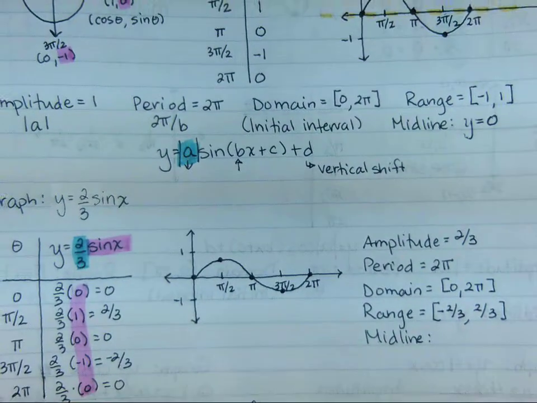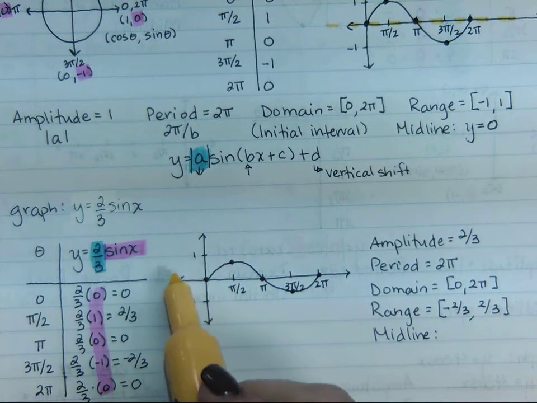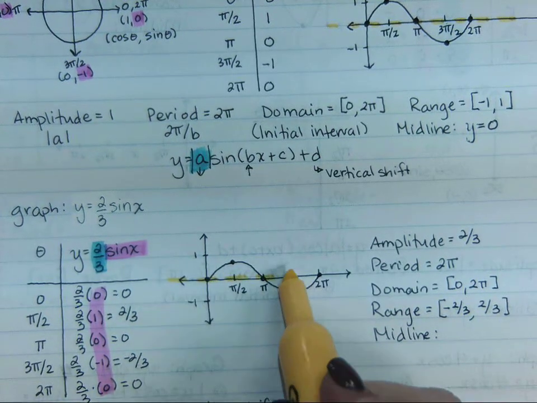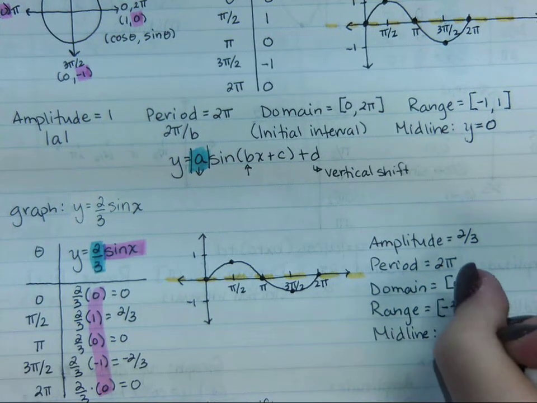Right? And so I'm going to use a highlighter to show where that midline is. Right? So again, right here, right through the center. That's my midline. And so again, that's y equals 0.